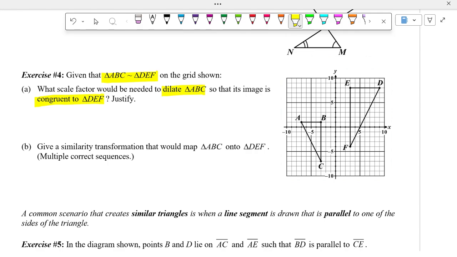A couple of ways we can do this. Who remembers how you find the scale factor? Who remembers how to find the scale factor used to dilate an image onto another one? So especially if it's on a coordinate grid. Who remembers how I do that? Well, we just did it in example 1, kind of. So what do you think I'm going to do?